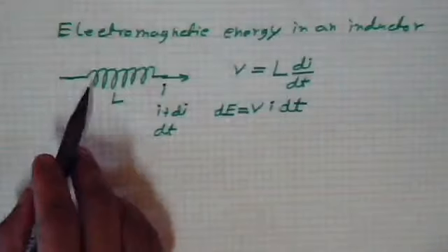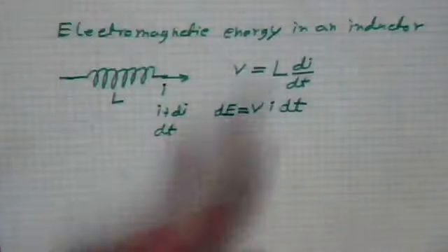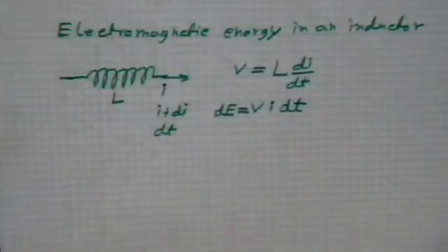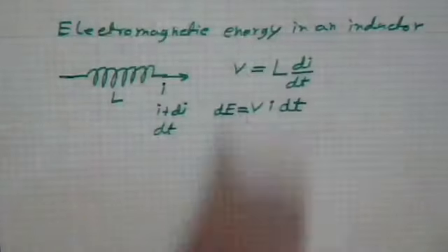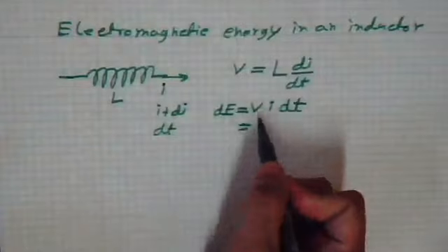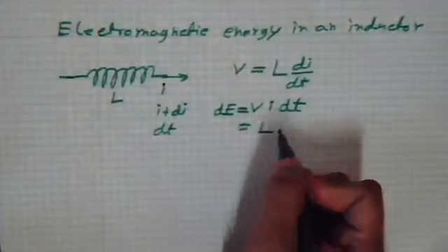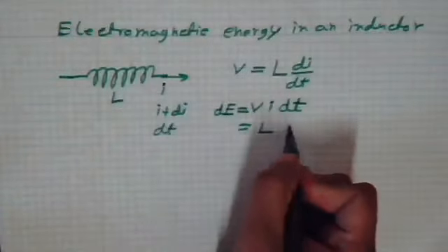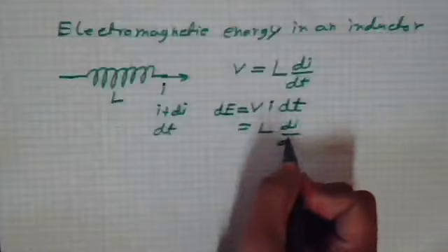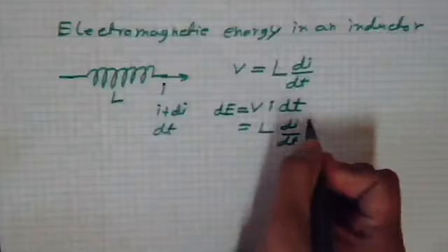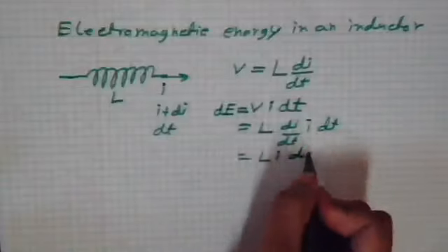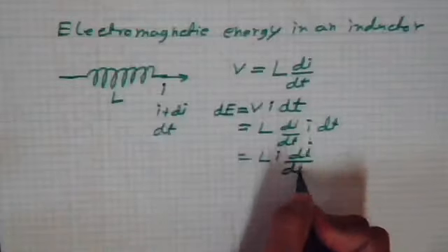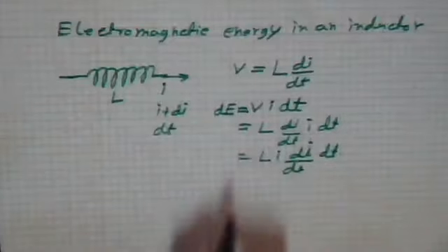Now suppose the current is increased from 0 to a value of I. So what will be the total amount of energy required? That we are going to compute. Before that, let me put V equal to L di/dt, times I dt, or let me write it as L I (di/dt) times dt.